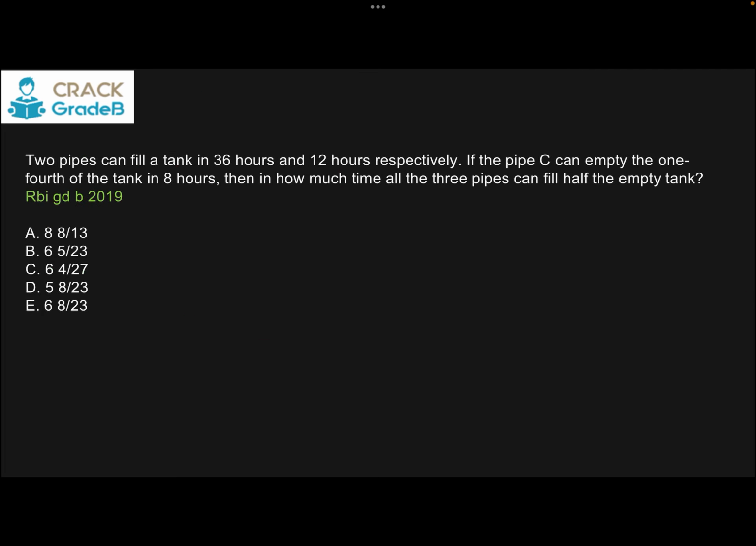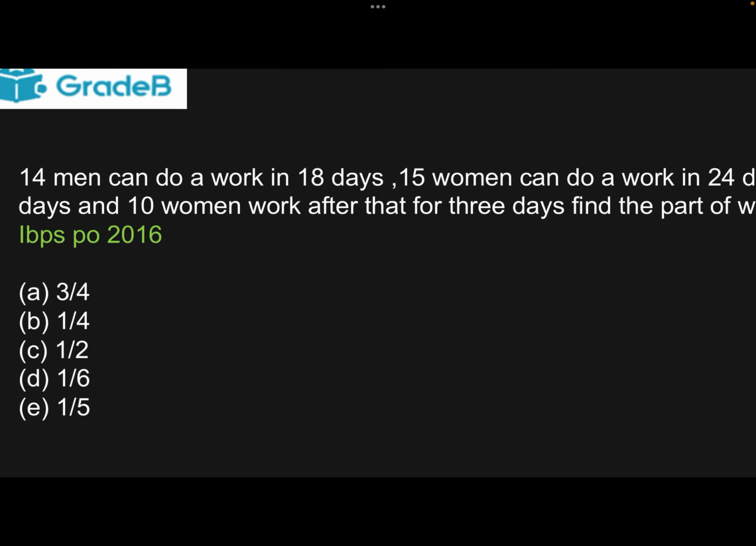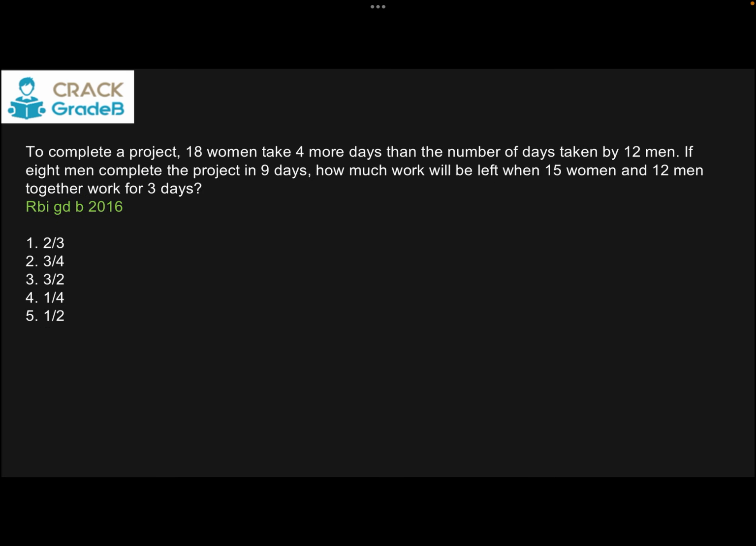Now this is a pipes and cistern question. Before we go for this question, let us see how pipes and cistern is related with type 2 questions. Consider this example, friends. There is a tank and there are two pipes. They are filling the tank. Let's say the pipe A takes 4 hours to fill this tank, and there is another pipe B which takes 12 hours to fill the same tank if working alone.